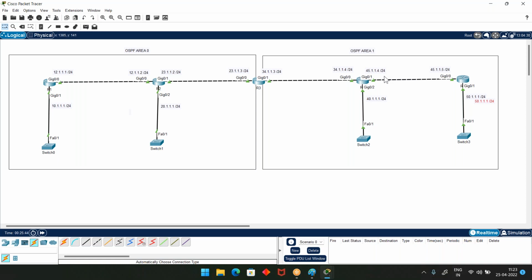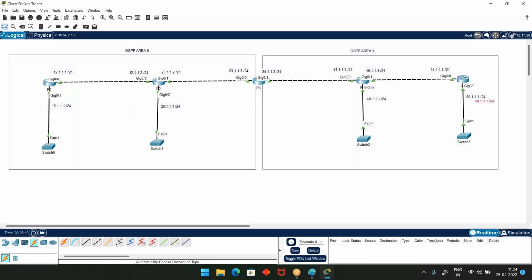Definitely, they will participate in the BDR. They can participate in the DR and the BDR election. Definitely. Here there are two areas now, so there are two different DRs for the different areas. No, not like this. The DR and BDR election will happen at the interface level, not at the router level.